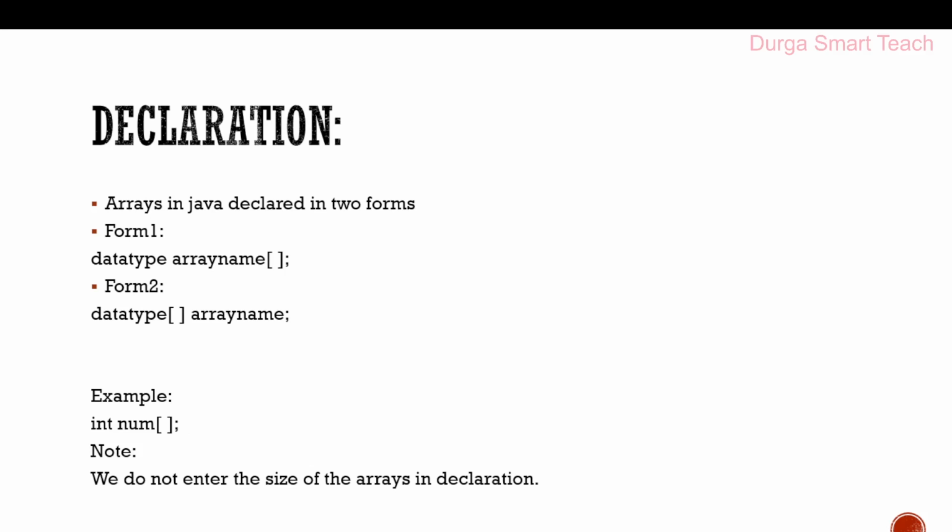Here you need to remember one point: we do not enter the size of the array in the declaration. We have seen that in C we declare arrays like data type, array name of size, but in Java you don't enter the size of the array in the declaration. If you specify the size, it will generate an error.